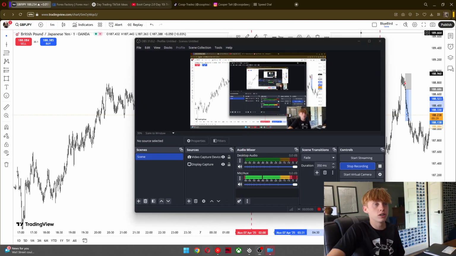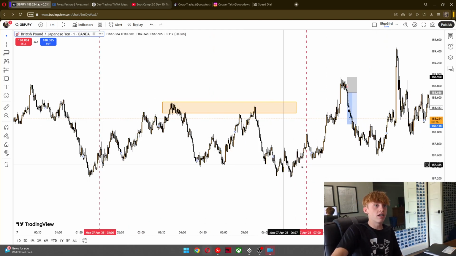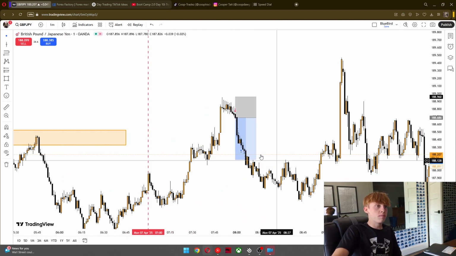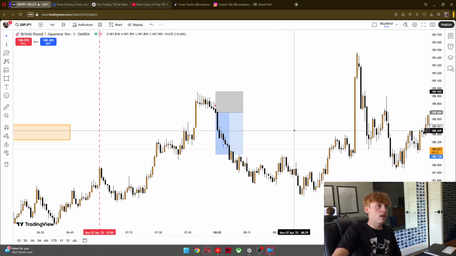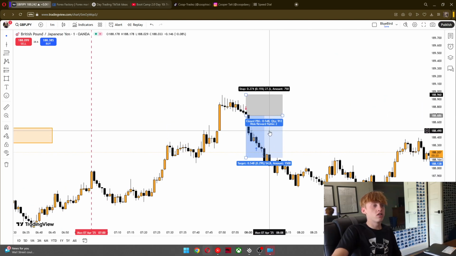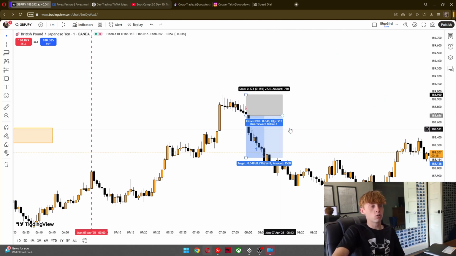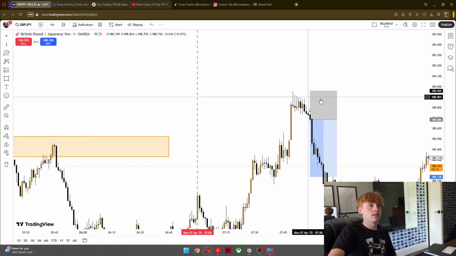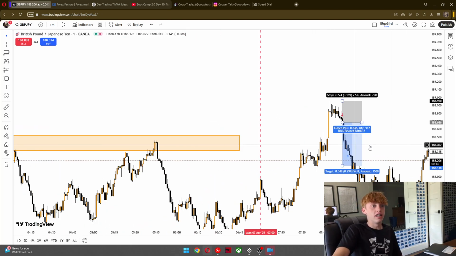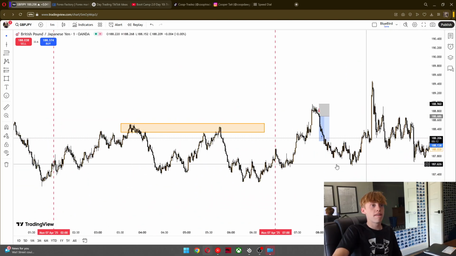I was just checking if my mic was on. But these were London highs. We swept them. Broke structure to the downside. I entered. Targeted 1 to 2 risk reward ratio. So that means that's double the risk. And take profit got hit.